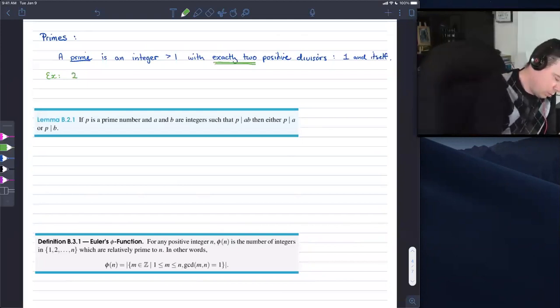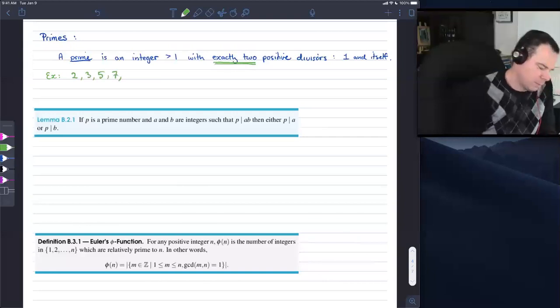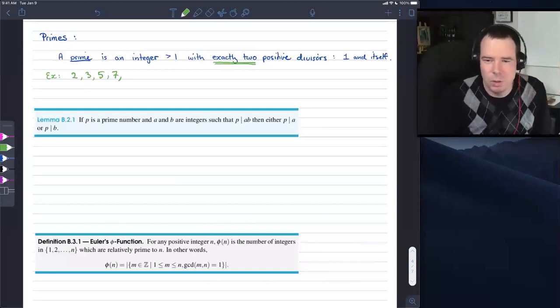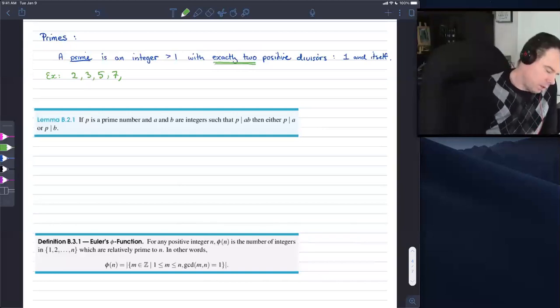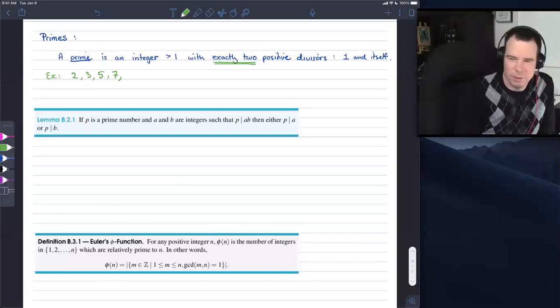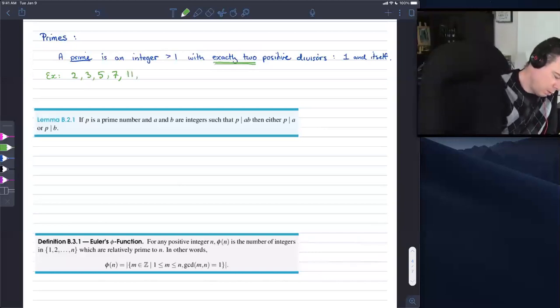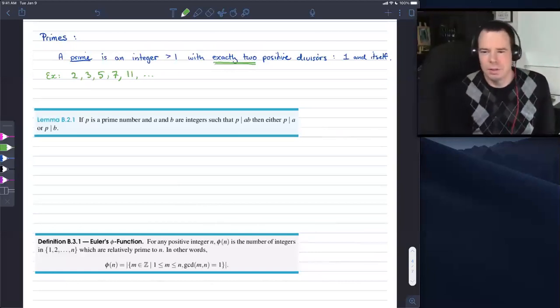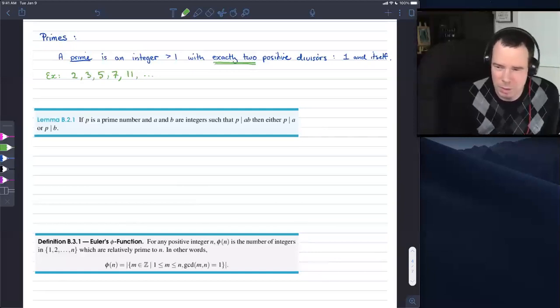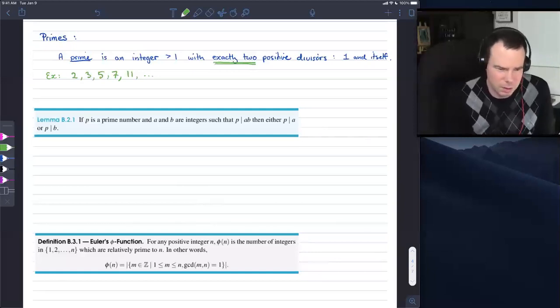For example, 2 is a prime, 3 is a prime, 5 is a prime, 7 is a prime. 2 is the only even prime, because any other even number is divisible by 2 and 1 and itself, so it's got more than two divisors. 9 is not prime because it's divisible by 3, which is neither 1 nor the number 9 itself, and so on. So we've got all of these values which are primes. There's lots of study with primes. They've been studied for thousands of years, and there's still a lot that is unknown.